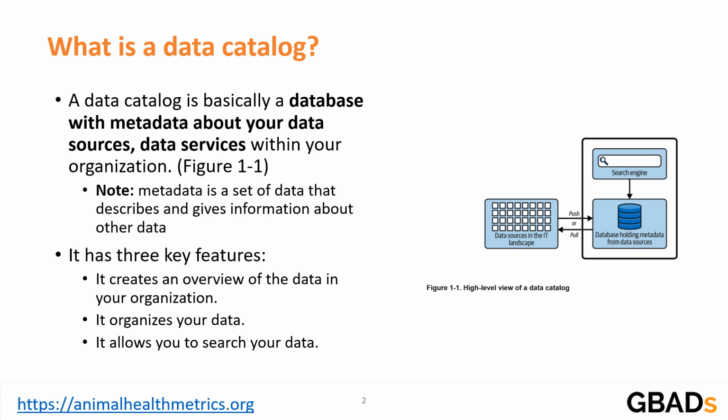So you might wonder, what is a data catalog? A data catalog is a database with metadata about your data sources and data services. It has three key features. It creates an overview of the available data in your organization. It organizes your data, and it allows you to search for your data.